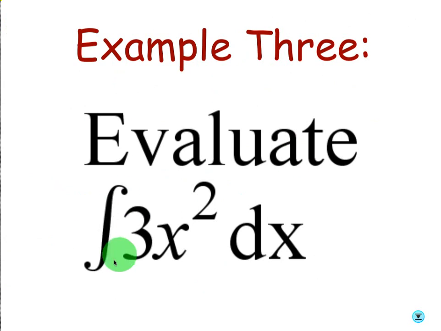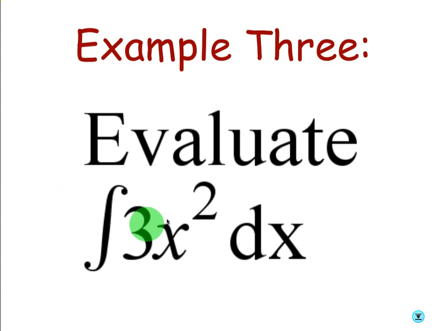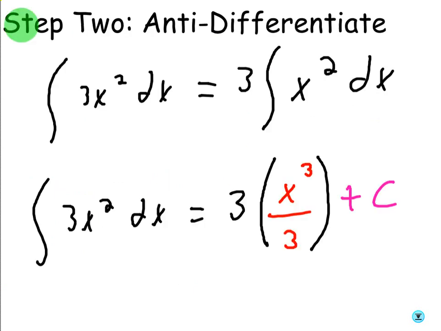Evaluate the antiderivative of 3x squared with respect to x. So what we're going to do is pull that 3 out, find the antiderivative of x squared, and then multiply the final answer by 3 and maybe do some simplification. Again, this is in power form. This is definitely a power function, so let's move on.